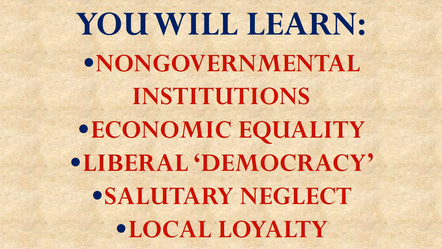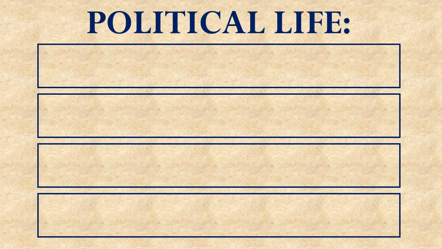In this lesson, you'll learn about non-governmental institutions, economic equality, liberal democracy, salutary neglect, and local loyalty that were all features of colonial life. We'll do this by talking about 4 specific elements of political life in the colonies.